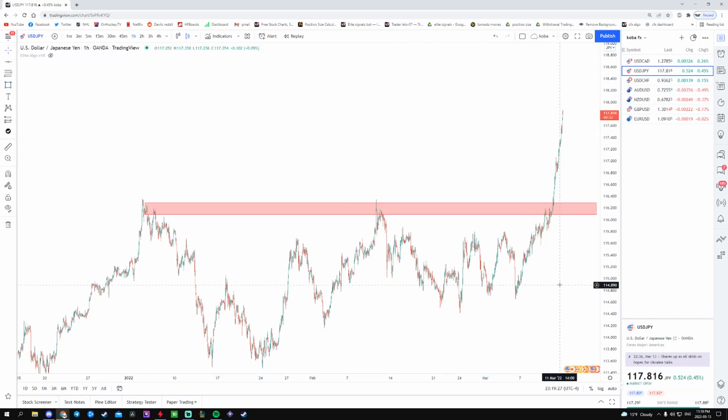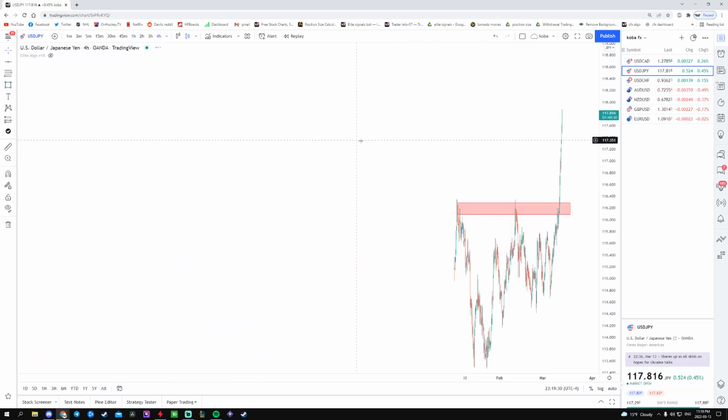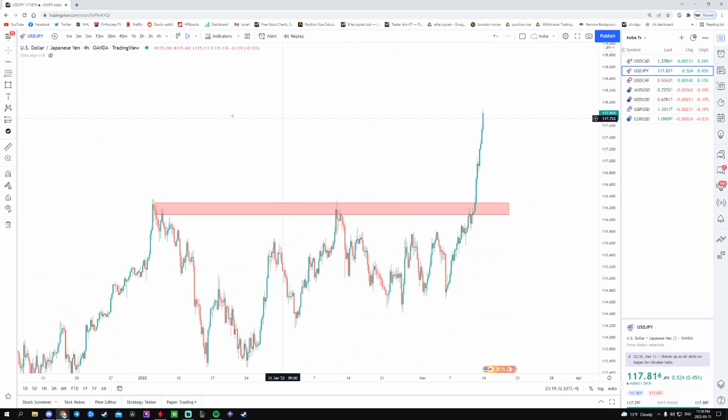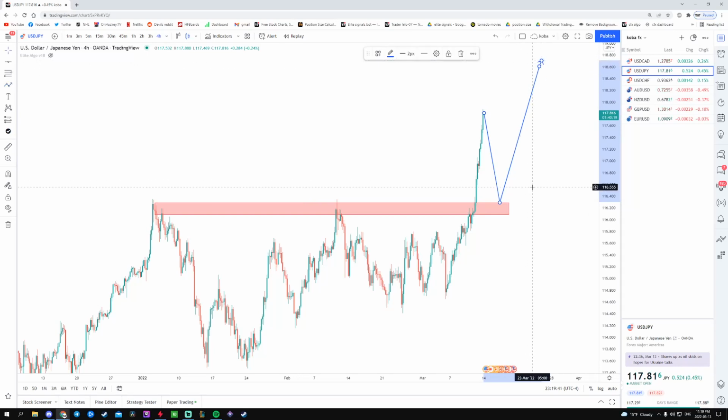So I'm thinking we're going to see the price come back down to this level before going back up and creating another high, because we are clearly starting an uptrend right now. This is what I'm expecting to happen with USD JPY, and we will see what happens. It could also come down to this level right here and then back up. That's just something to pay attention to, but this is what I think is happening with USD JPY.